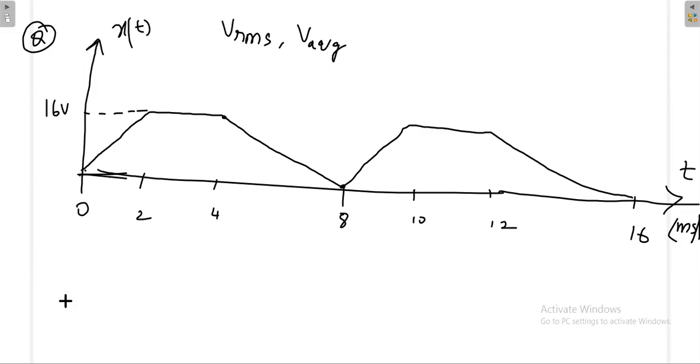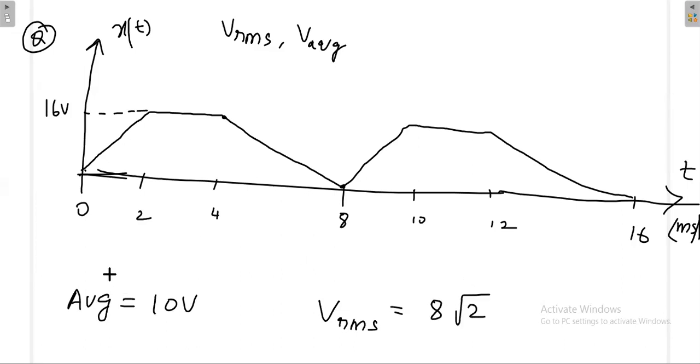Now I will tell you the answer. Then you do this exercise. The answer for the average value is 10 volt. For the RMS value, the answer is 8 into root 2. Just try to prove this. You can go by any method. You can apply the regular integration method, or even you can go by the shortcut method.